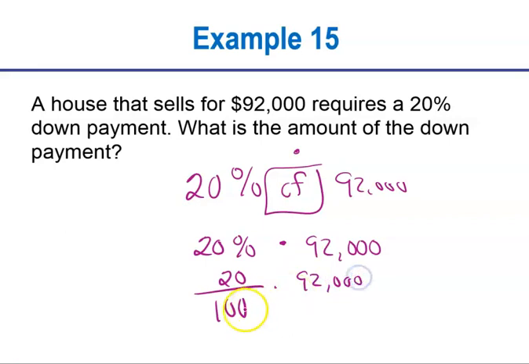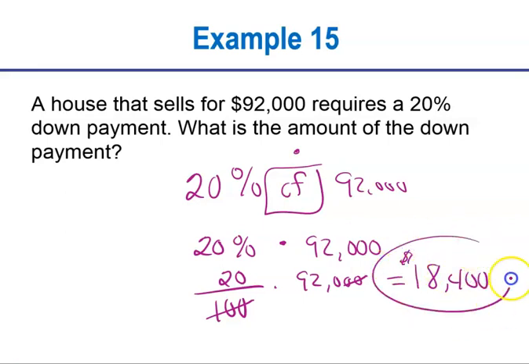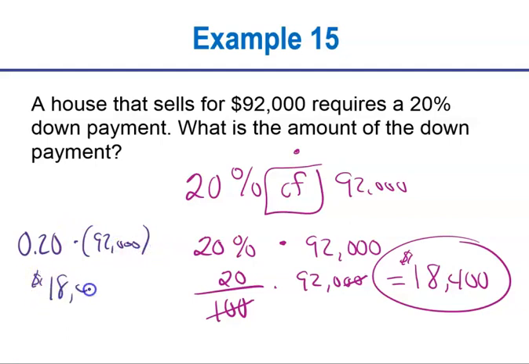It would be real easy just to cancel your zeros. And then you multiply 920 times 20. And that results in 18,400. Okay, another option is change this 20% to a decimal. So I'll do that in purple. How about 0.20, which is 20%, times 92,000. Of course, that's going to give us the same amount, 18,400.